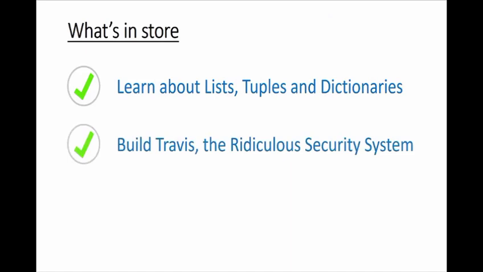So first of all, you're going to build Travis, the ridiculous security system. Travis will have a list of known users in his security database, and he will be able to detect an intruder. However, Travis is ever so polite, so whenever he finds an intruder, he's just going to ask them if they want to be added to the list. This project will teach you all about combining logic with your Python data structures, which is an incredibly powerful ability, so you'll want to watch out for that.